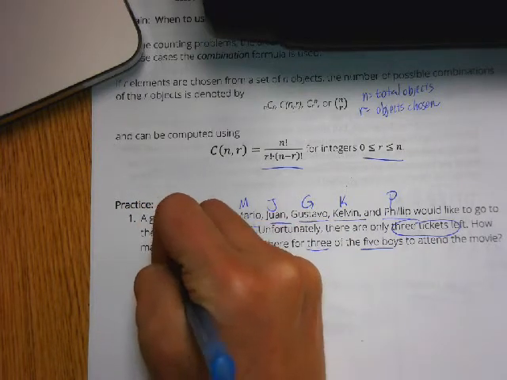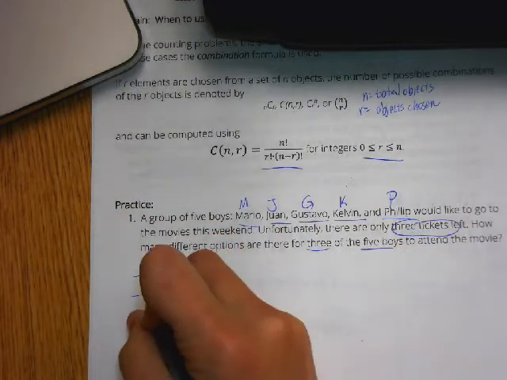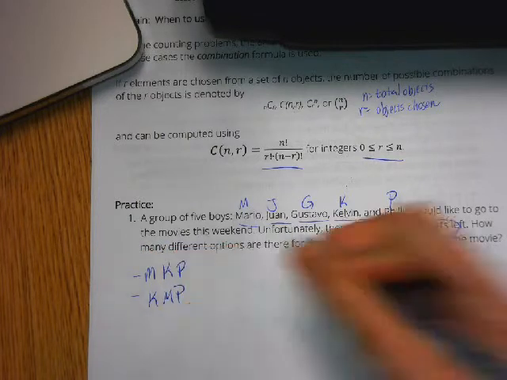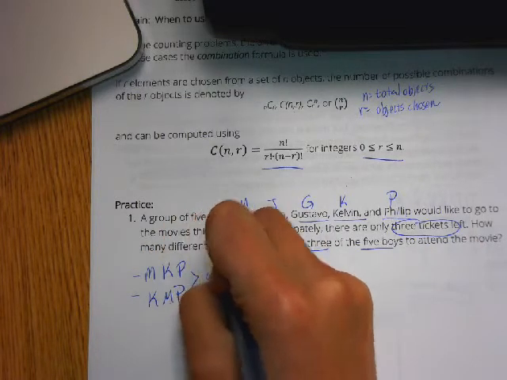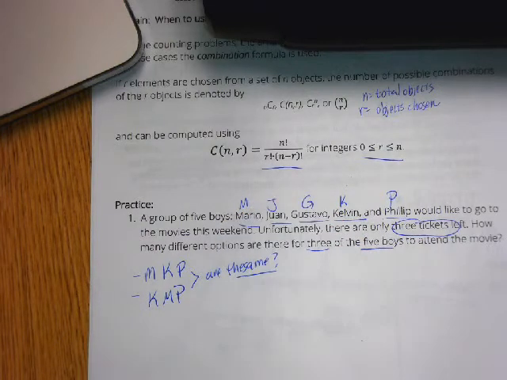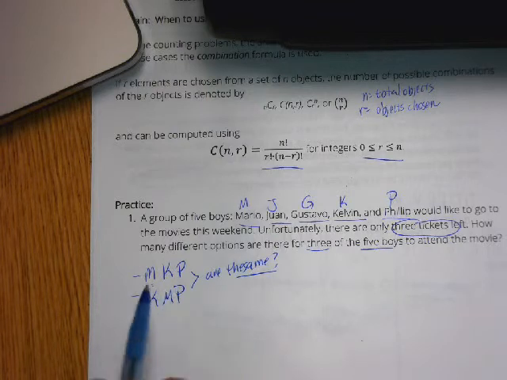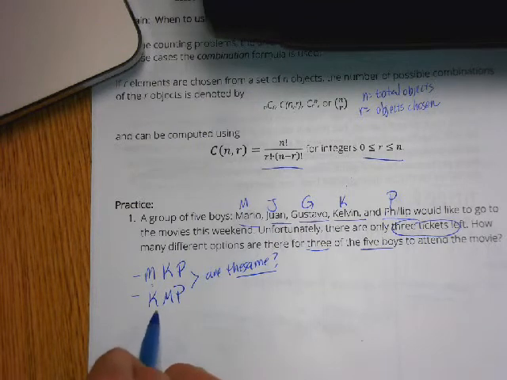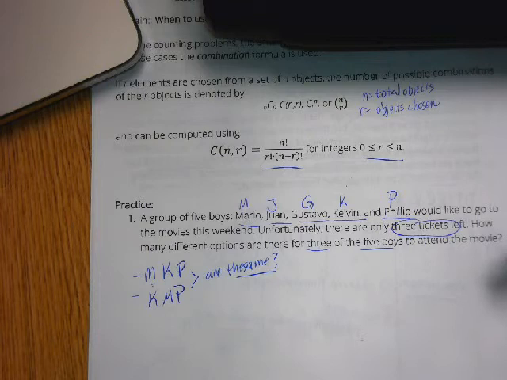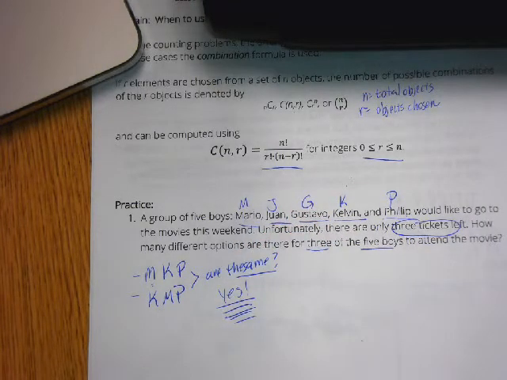So just like I did with the permutation in the permutation video, let me pick one option. Let me pick M, K, P. Let's say those 3 boys go. Now another option using those same 3 is K, M, P. Are these the same? For this example, are these the same? If Mario, Calvin, and Philip go versus Calvin, Mario, and Philip, yes, they're exactly the same.